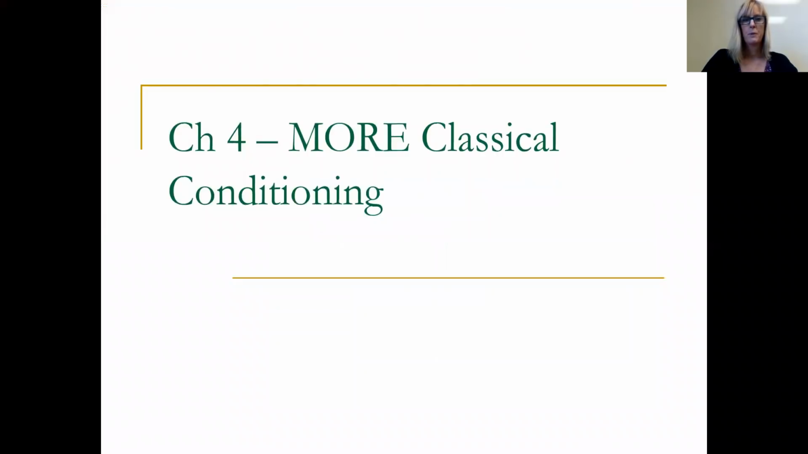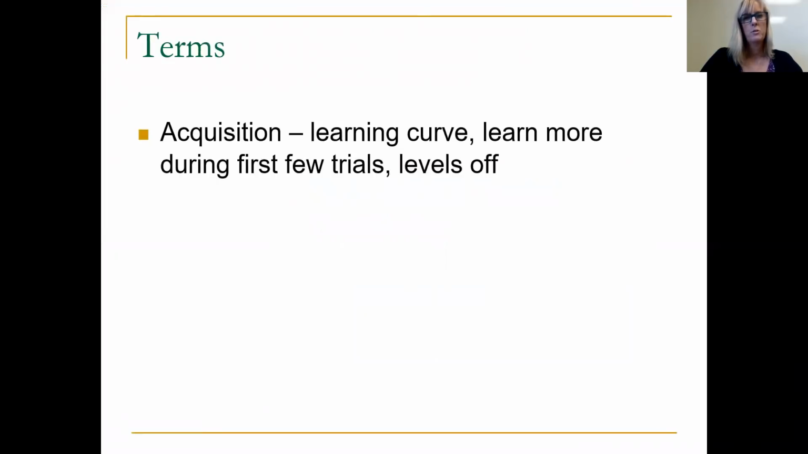So chapter 4, we've got our basic classical conditioning down. You're able to pick out the 4 components, the US, UR, CS, CR. Now we're going to add some more stuff. So the first part really is just vocabulary. Acquisition means learning. And I want to make a comment.